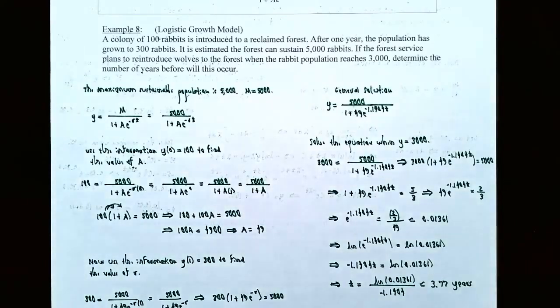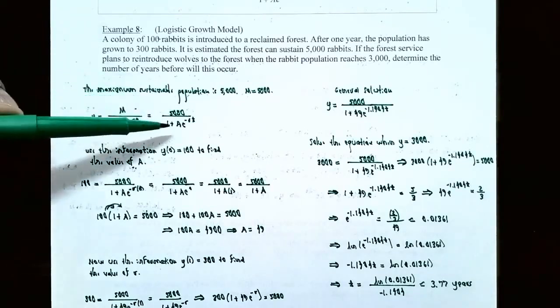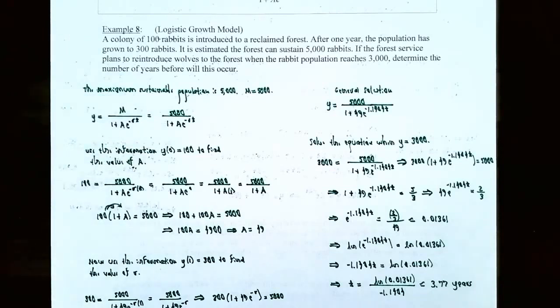So notice in the solution to the differential equation, we need to know what the maximum value is. The maximum sustainable population in this forest was 5,000 rabbits, so capital M is 5,000. Since the population can be modeled using this logistic growth model, capital M divided by 1 plus A e to negative rt, the M is replaced with 5,000. So you have 5,000 divided by 1 plus capital A e to negative rt.